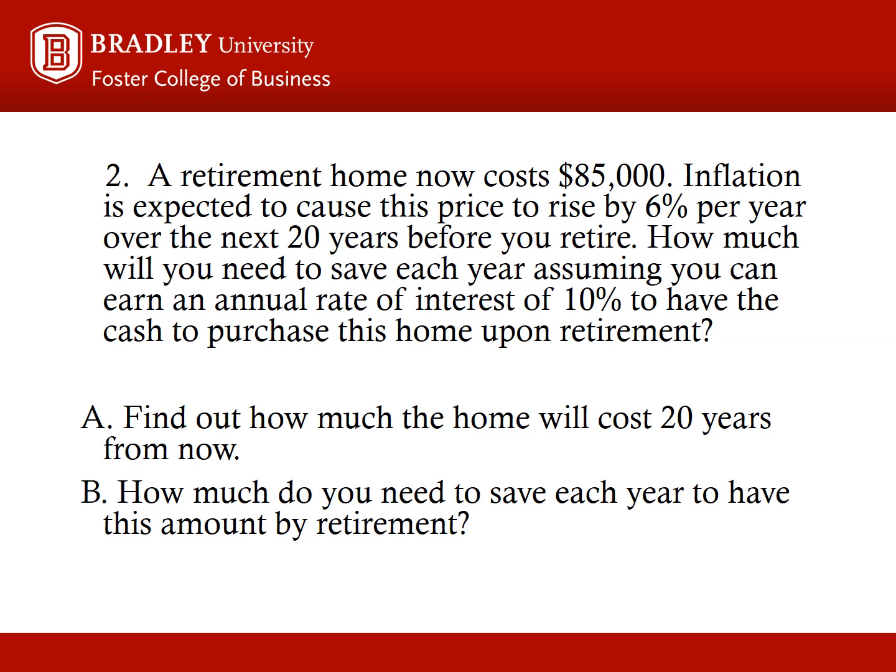So this is really a two-step problem. The first step is you're going to have to find out how much the house is going to cost 20 years from now. And then you've got to figure out how much do you save each year to have enough to buy the house. Okay, so again, if you need to pause here, go ahead. And I'm going to go on to the solution.